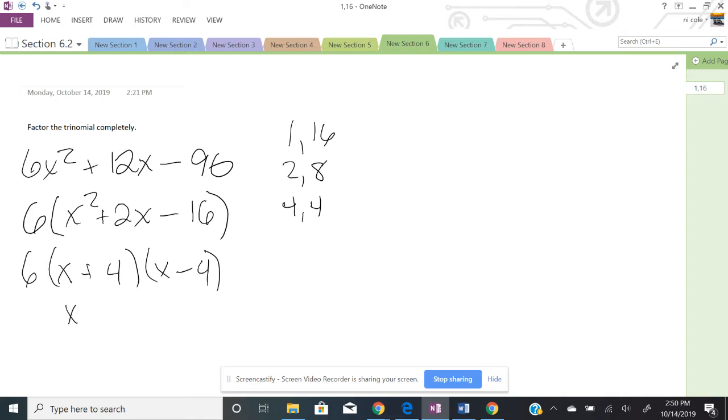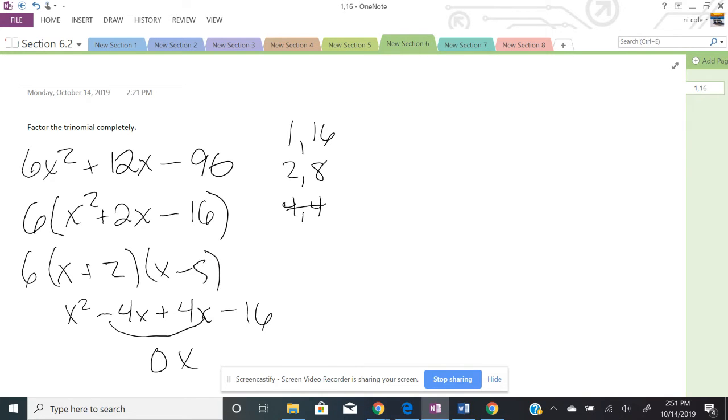So when I FOIL that, it gives me x squared minus 4x plus 4x minus 16. All right, so I have my pluses and my minuses. These sum up to be 0x. Not what I want. So 4 and 4 do not work. All right, so I'm going to come in and try 2 and 8.